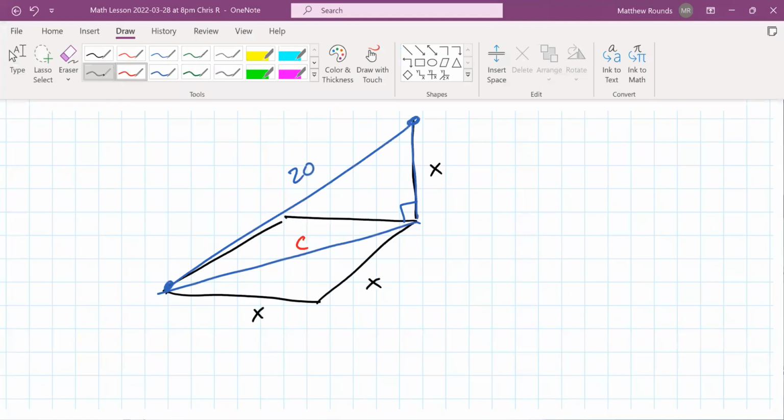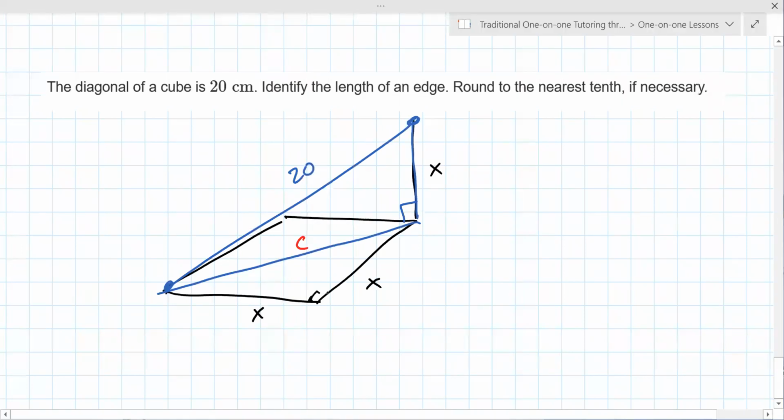So how do we find C from this little triangle? A squared plus B squared equals C squared. X squared plus X squared, that's your A and your B, equals C squared. So C equals the square root of 2x squared.